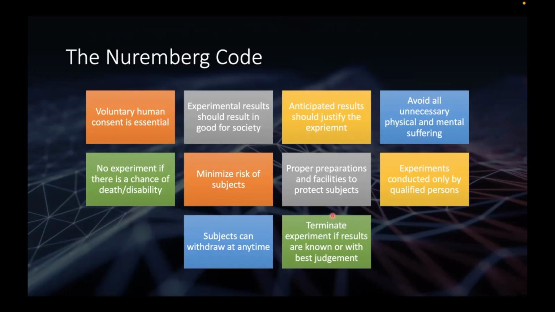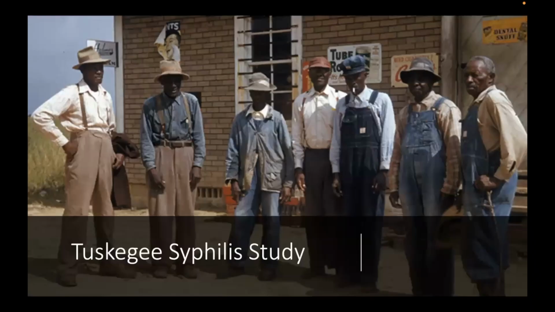Once you see that there is something negative, harmful, not only to the individual, to the participants, and to society, then it should be with your best judgment as the head researcher or being part of the research team to terminate that said research. So again, everyone has to be familiar with the Nuremberg Code. 1947, the Nazis, the Germans.